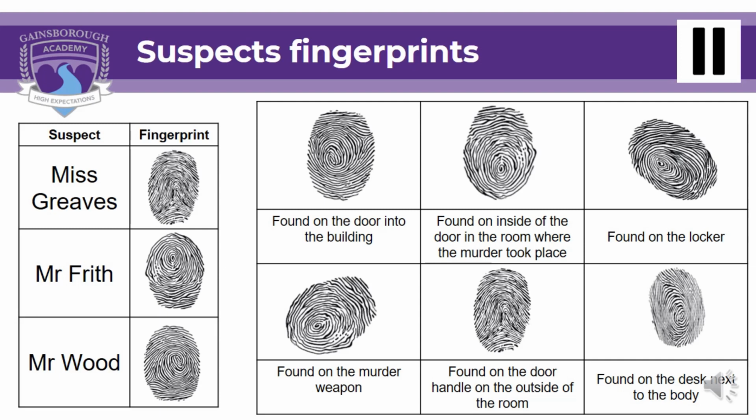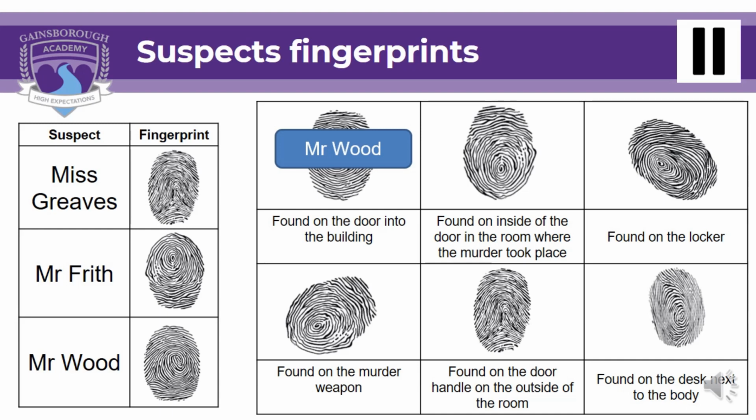Okay, hopefully everybody had a good chance to try and identify those. Some are quite tricky to match up. So let's see if we identify them the same way. The first one, found on the door into the building, hopefully you identified as belonging to Mr. Wood. Now, it might not particularly place him at the scene of the crime, but it might give you a clue whether he was in the building or not.